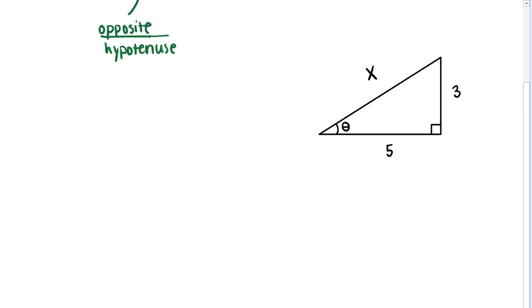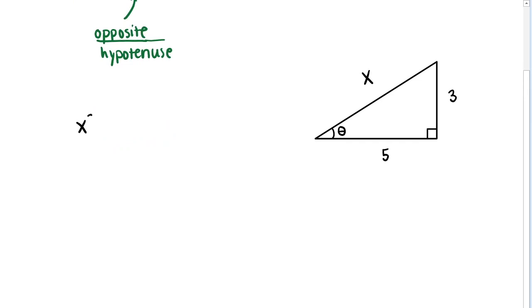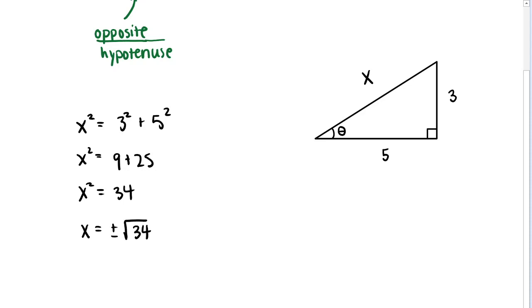So x squared, the hypotenuse squared, should be equal to the sum of the squares of the leg lengths. So 3 squared plus 5 squared. And so x squared is the same as 9 plus 25, or in other words, 34. And so x is equal to plus or minus the square root of 34. Because we're talking about a triangle here, we're just dealing with the positive option. So x here is equal to the square root of 34, our hypotenuse.